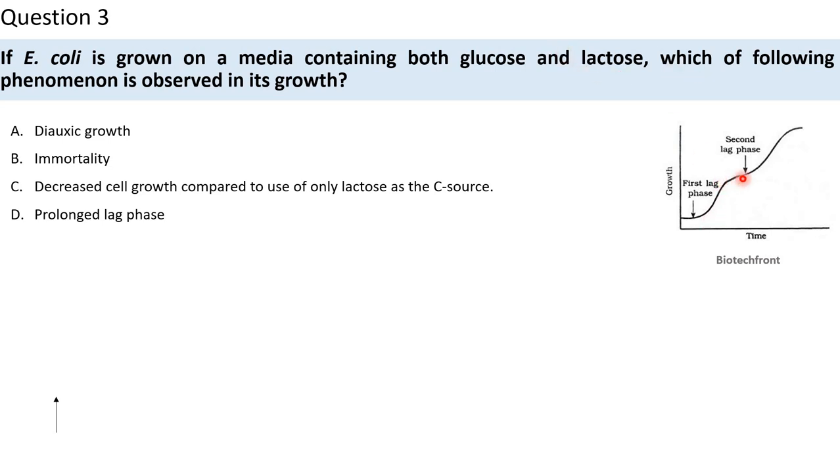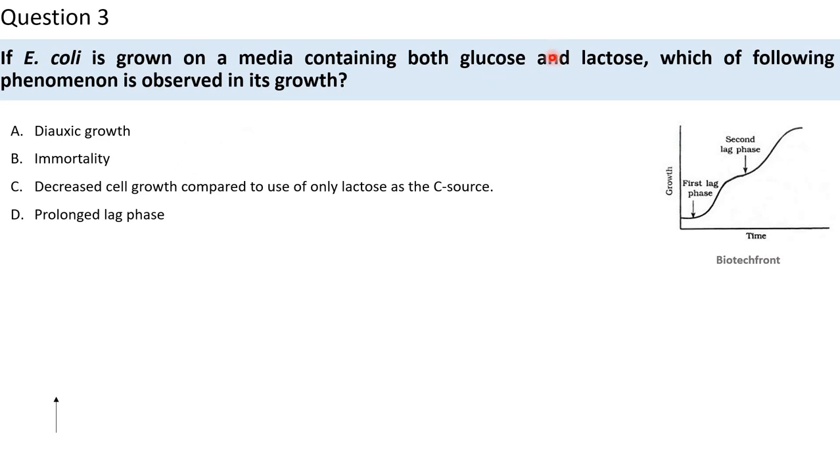That's why there is one more lag phase where the cells are getting adapted to lactose as the carbon source. Once it gets adapted to lactose, your second exponential phase will start. So this we call diauxic growth. So the answer is A, that is diauxic growth. But I want to relate this diauxic growth with something called catabolite repression. So we'll just see why E. coli consumes glucose first, and lactose second.